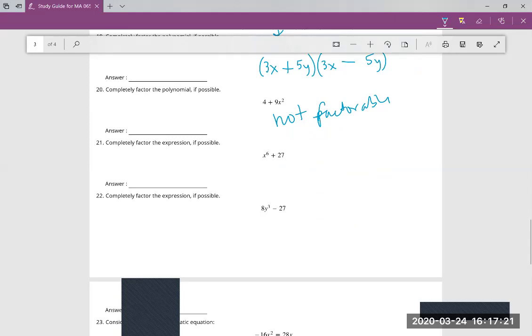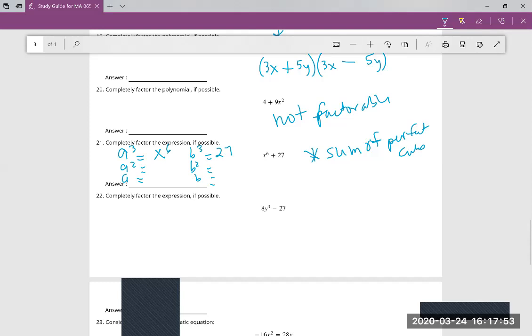Okay, this one right here is the sum of perfect cubes. This is the one where x to the 6th and plus 27. Let's see. So my a cubed term is x to the 6th, and my b cubed term is 27. Okay, then I'm going to finish out my little chart here.